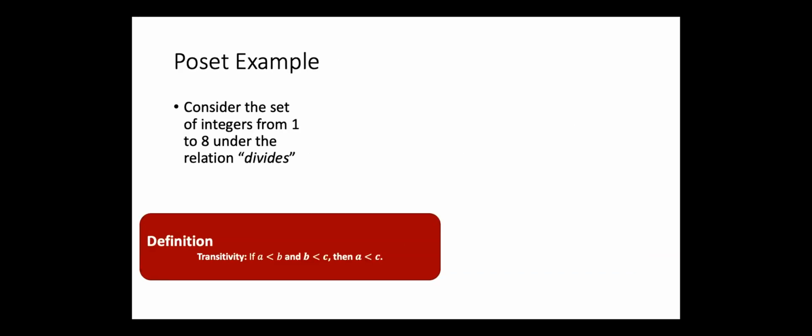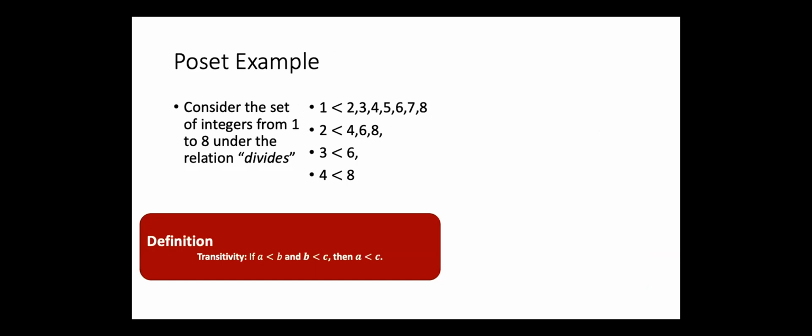So our example that we're going to use to get something concrete in your mind is to consider the set of integers from 1 to 8, and the relation will be divides. So we're still going to use the less than sign, but in this case, we will read it as divides. An important definition to keep in mind right here is transitivity, which is if A divides B and B divides C, then we know that A divides C.